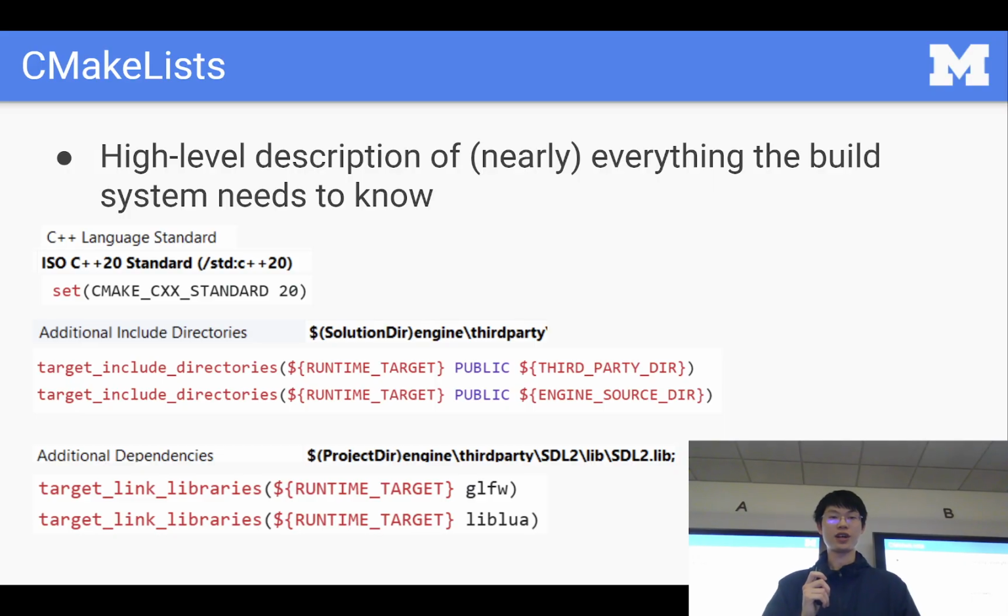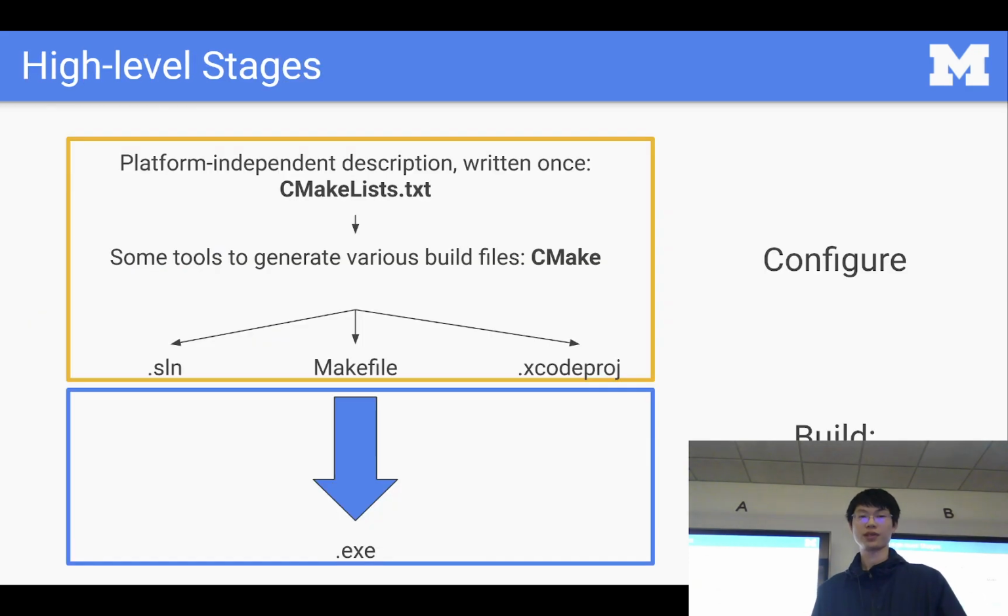Basically, it's a high-level description of nearly everything the build system needs to know. You don't need to worry too much about the syntax here. We'll talk about that later. But here are some examples. We're going to let the IDE know which C++ standard we're using. We can set the standard, specify the include directories, and also specify the libraries. Very cool.